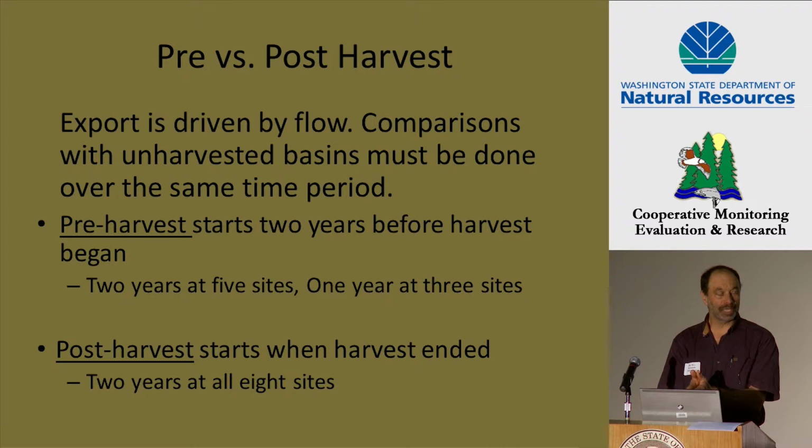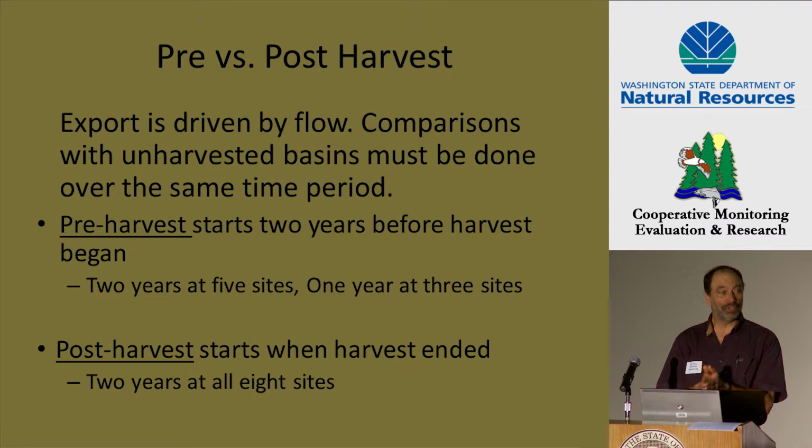So the date harvest began, the year prior to that was the first year pre-harvest, the year prior to that was the second year pre-harvest. And that may be a different year than the basin next to it that was harvested on a different schedule. Likewise, post-harvest began once they finished the harvest. First year post-harvest was 1 year after that.